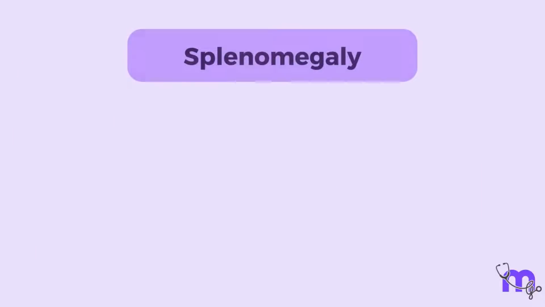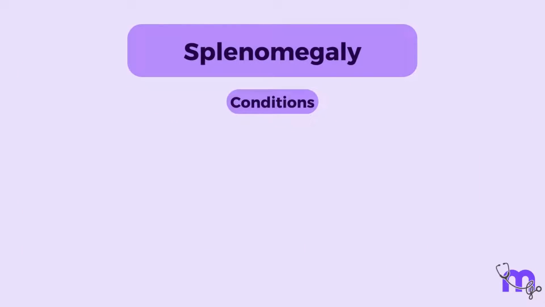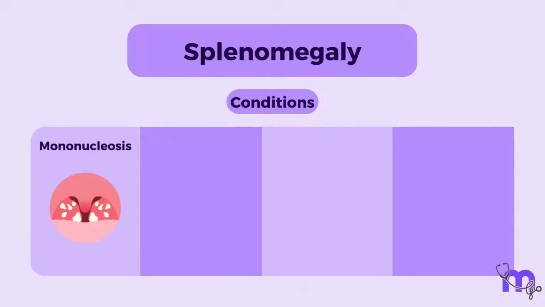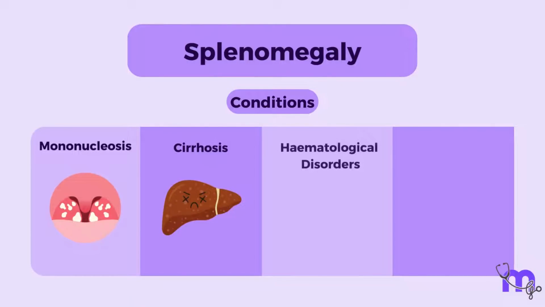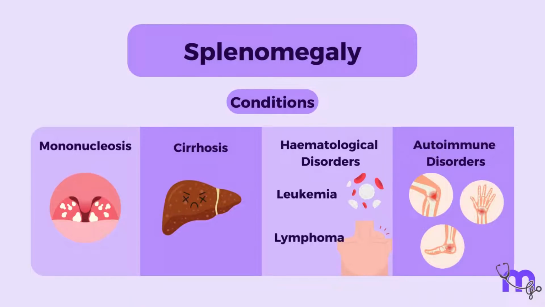Splenomegaly refers to an enlarged spleen caused by various conditions, including infections such as mononucleosis, liver disease such as cirrhosis, hematological disorders such as leukemia or lymphoma, or autoimmune disorders.